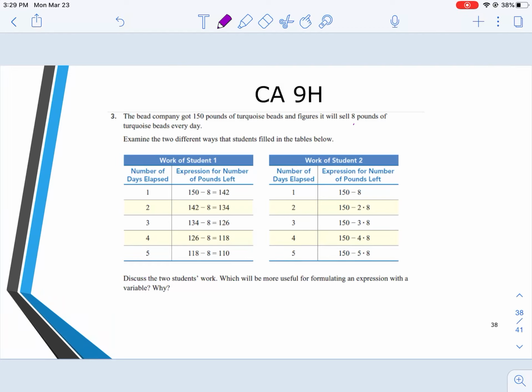Hi class, we're going to take a look at one more example and then we will be done with this section. So here we go. Looking at the bead company again, they now have 150 pounds of turquoise beads and they think they sell 8 pounds every day. And so they're asking students to fill in the table.